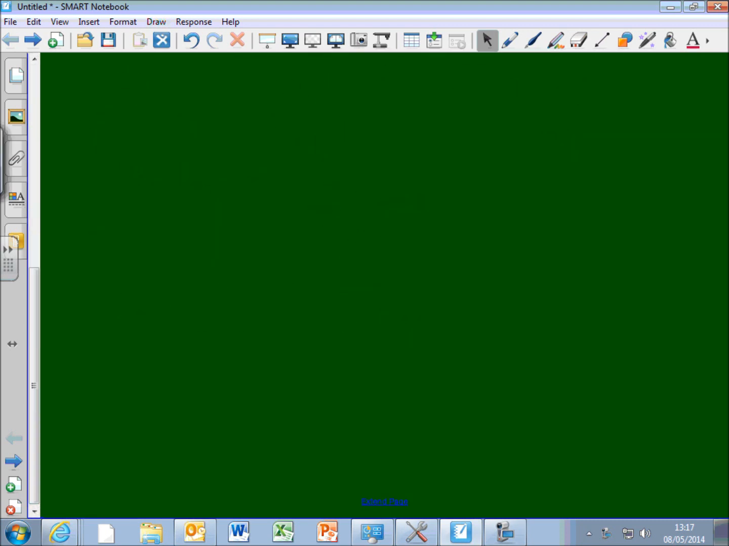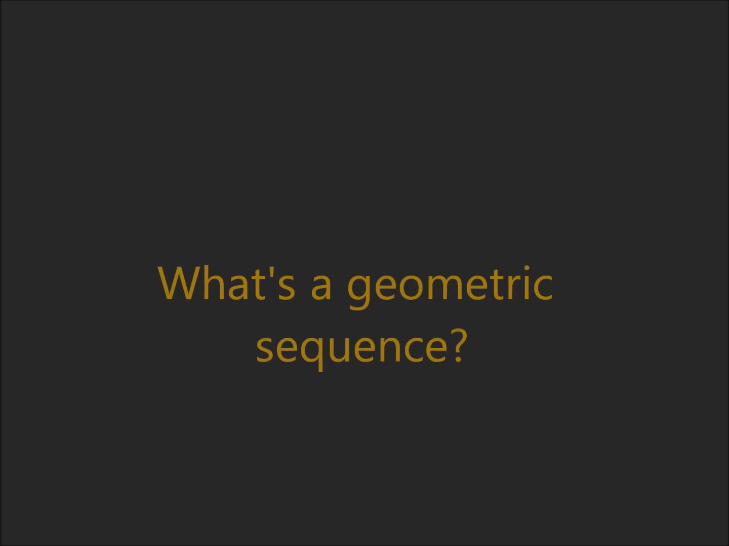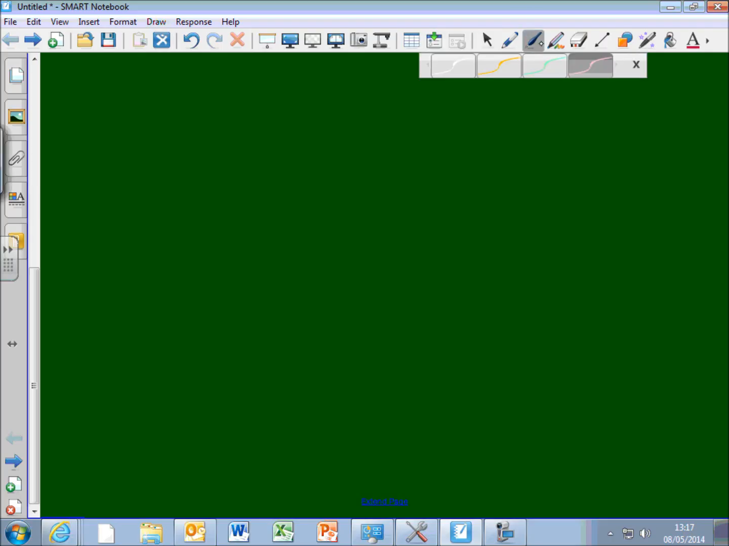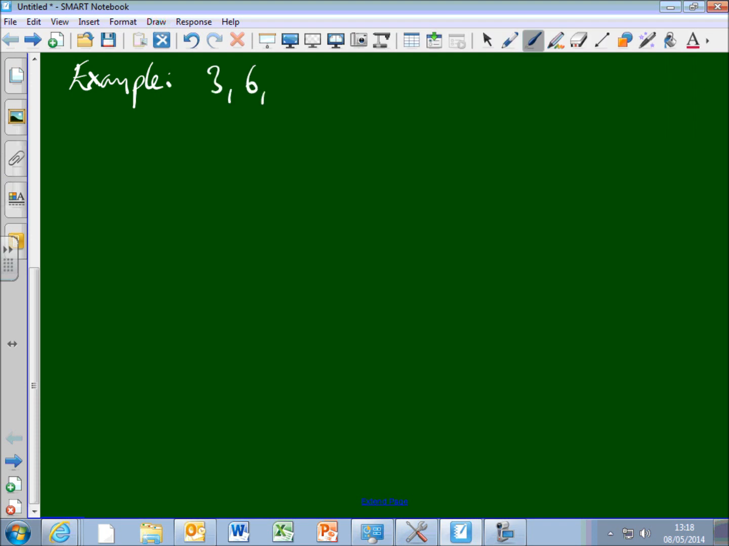What's a geometric sequence? Here's an example of a geometric sequence. We're going to do this one. 3, 6, 12, 24. What's the next one? 48. 96. Okay, and so on.